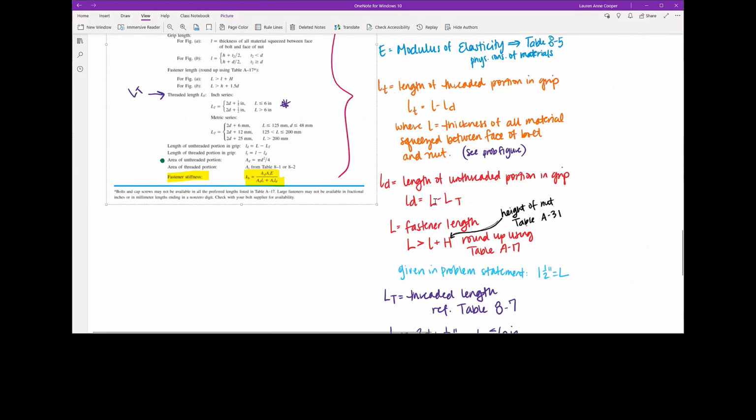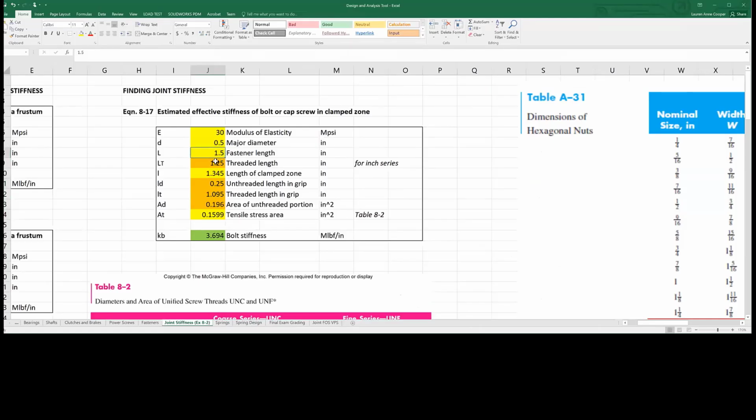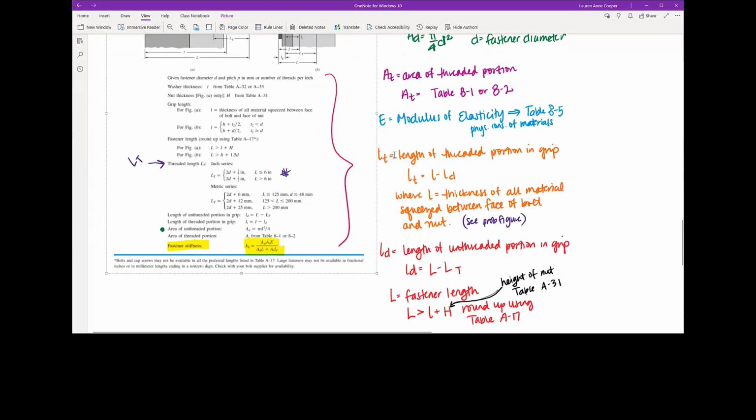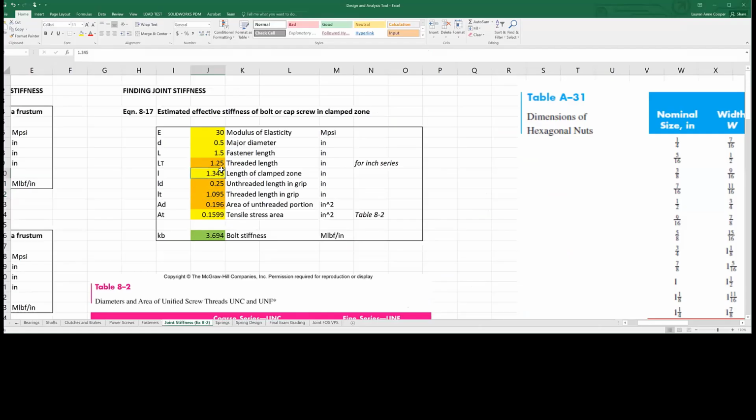So we have L and we have LT, so we can find LD. 1.5 minus 1.25 gives us LD of 0.25 inches. And then lastly, we can find little LT, the length of the threaded portion in the grip. So it's little l minus little LD. So 1.345 inches minus 0.25 inches gives us little LT of 1.095 inches.